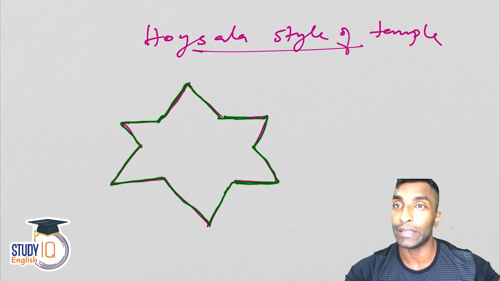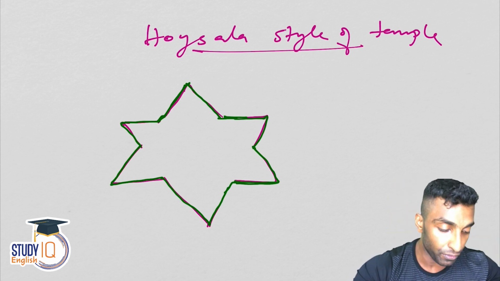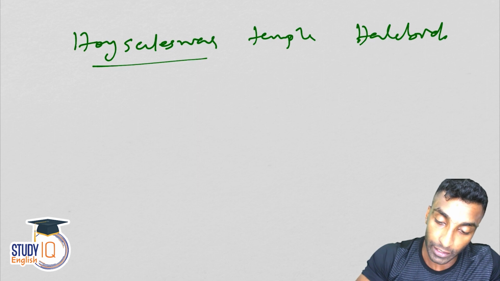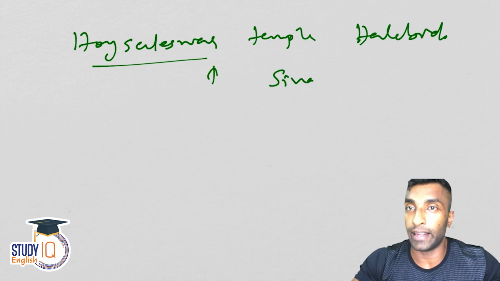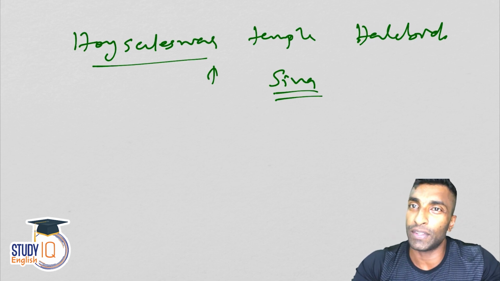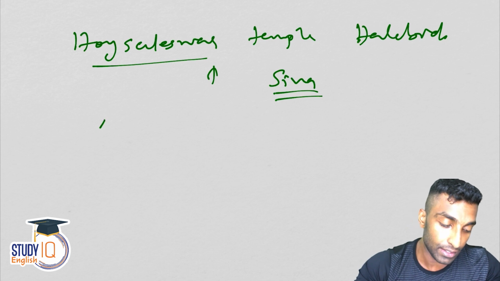So this is the Hoysala style of temple. The speciality is this star type of structure. What are the examples here? You see Hoysaleswara temple at Halebidu. Again it is dedicated to Shiva, so the main deity is actually Shiva. I told you most of the temples are Shiva. Badami is Vishnu. Otherwise it is Shiva.